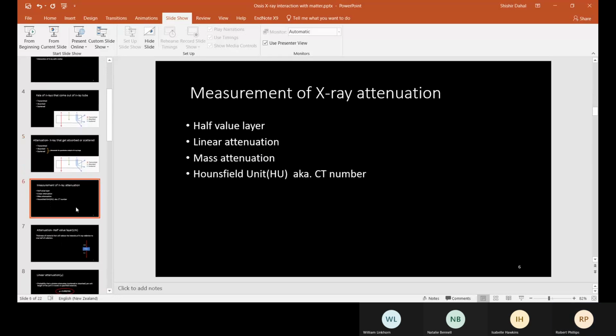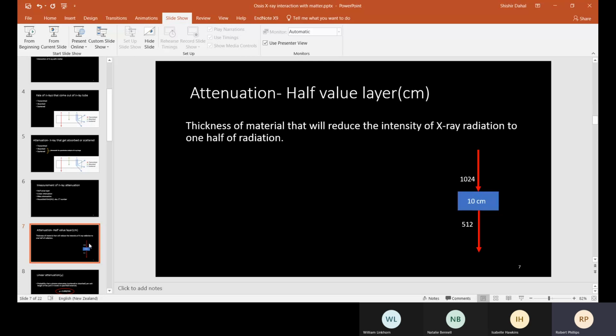Now, how do we measure X-ray attenuation? There are four different types of measurement. First is half value layer. Second, linear attenuation. Third, mass attenuation. And the fourth is Hounsfield unit, also called CT number. So let us talk about half value layer. Half value layer is the thickness of matter that will reduce the intensity of X-ray by half. That's it. Very easy thing.